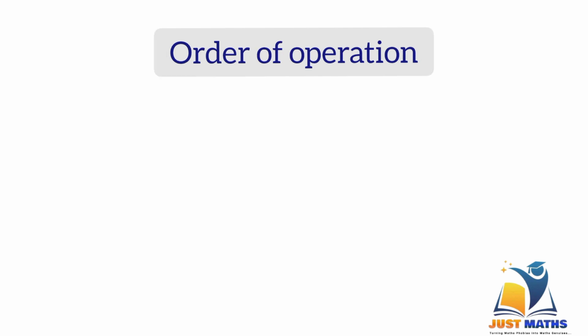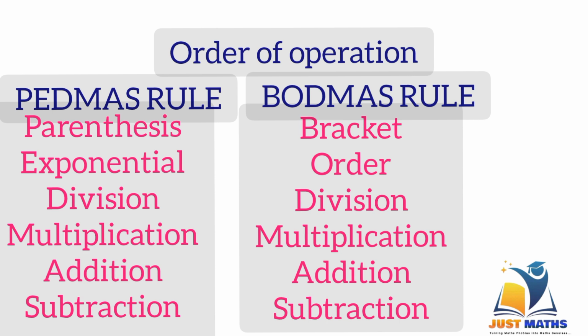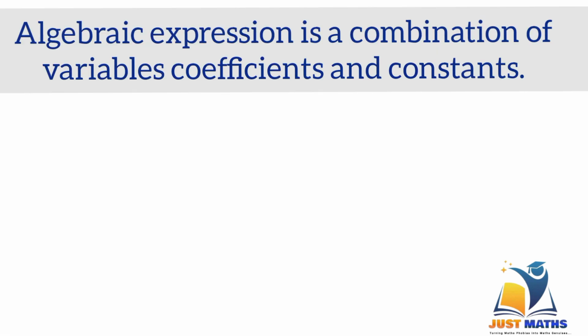Order of operations. Now, you either follow the paired maths or the board maths, depending on how it is being used in your area. An algebraic expression is a combination of variables, coefficients, and constants. For example, 2x plus 3 is an algebraic expression.